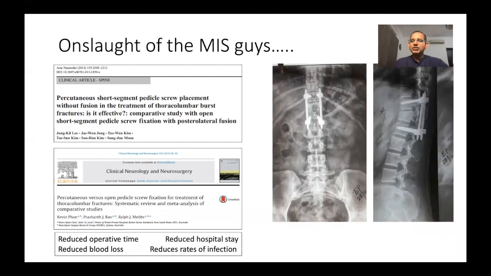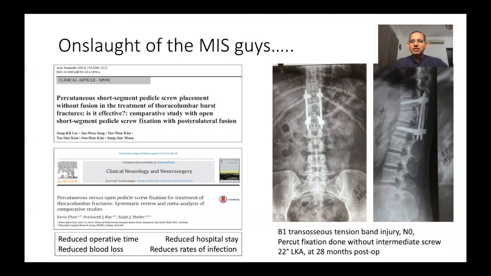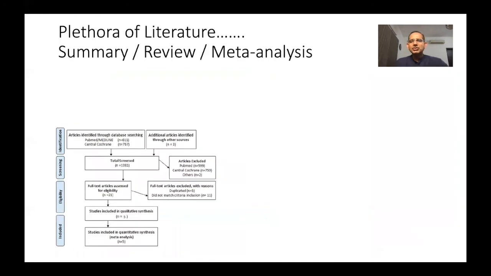I also continued to follow these papers and added percutaneous fixation for this patient of mine who had a B1 transosseous tension band injury, intact neurology, and fixed the patient without any intermediate screw. At the end of 28 months, she still has 22 degrees of local kyphotic angle and implant removal is being considered.